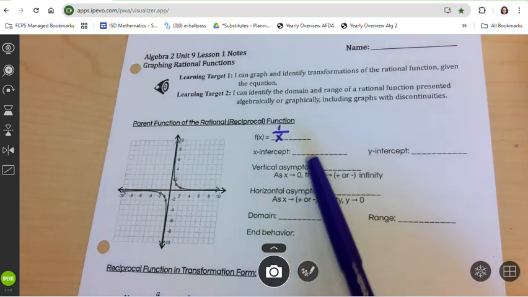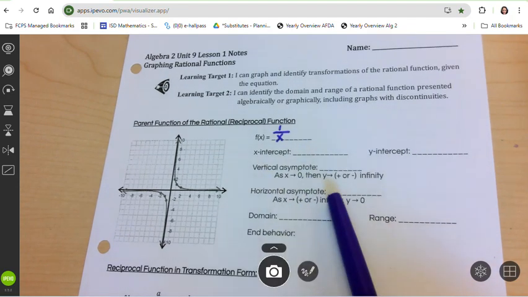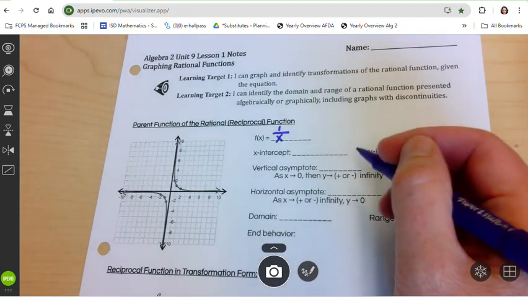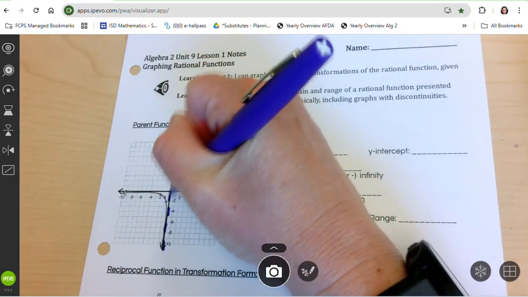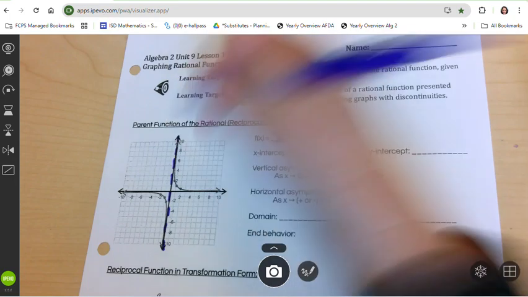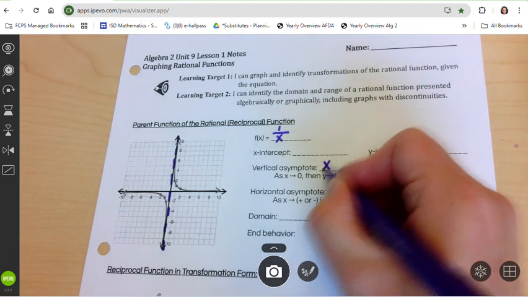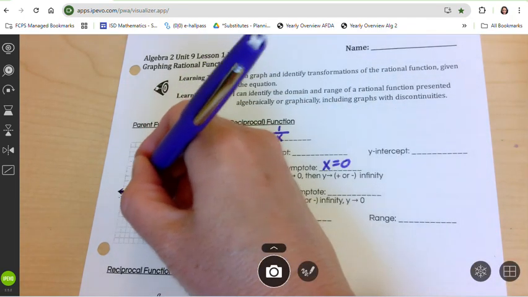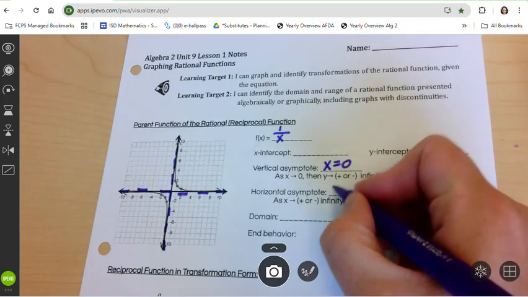Before we talk about what the x and y intercepts are on the rational function, I want to talk about the asymptotes. Rational functions usually have both vertical and horizontal asymptotes. So the vertical asymptote is between these two branches, and I want you to make a dashed line on your y-axis here. The equation of that vertical asymptote is x equals 0. And they also have a horizontal asymptote between the two branches. And the equation of that is y equals 0.